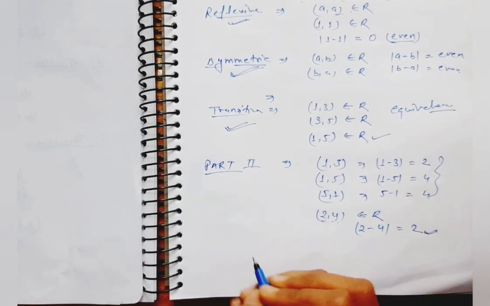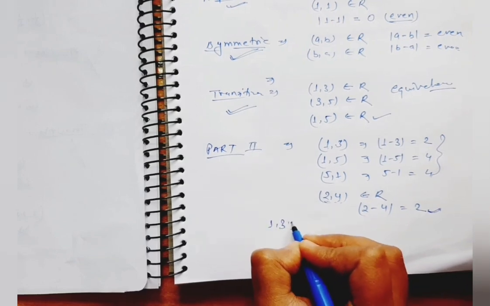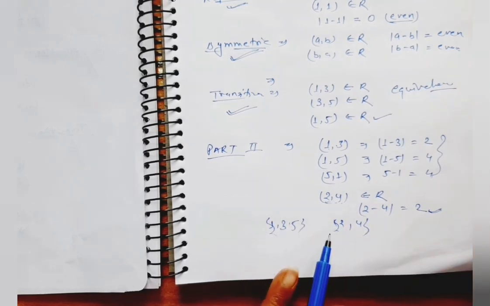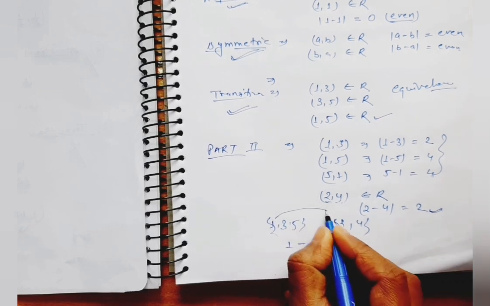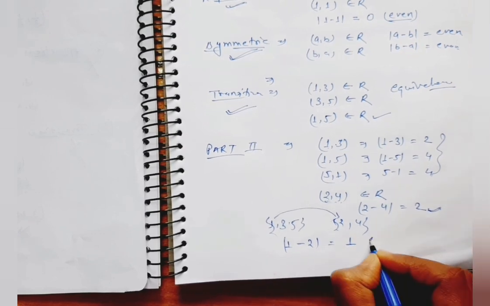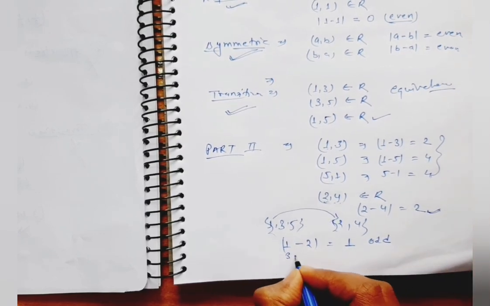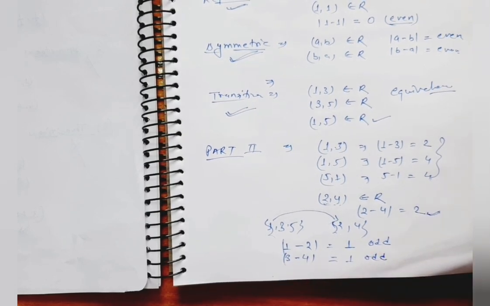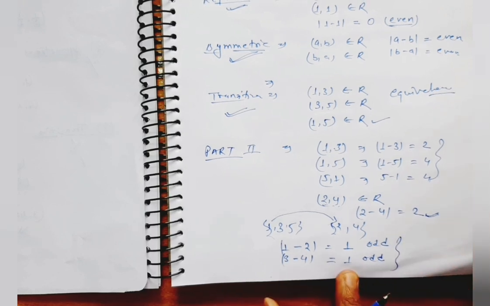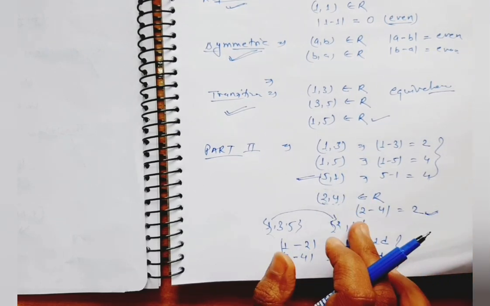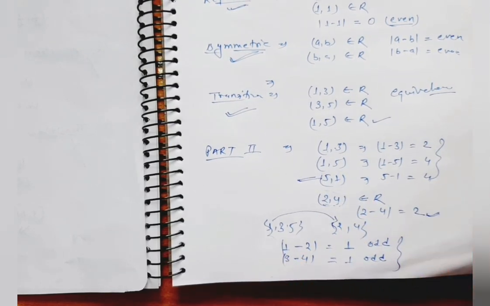So they are related to each other, but the elements of 1, 3, 5 are not related to 2, 4. How can we say? If we check any element of those, 1 minus 2, the answer is 1, which is an odd number. If we check 3 minus 4, the answer is 1. That is an odd number. So these elements are not related to the given condition, and these are the elements which are related to the given condition. That is question number 8.